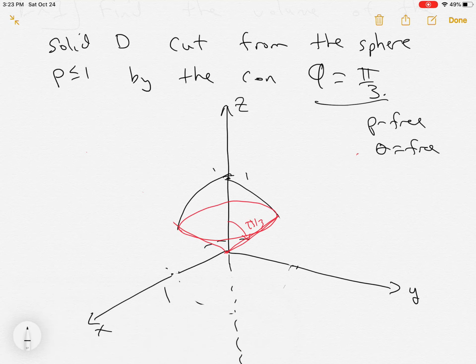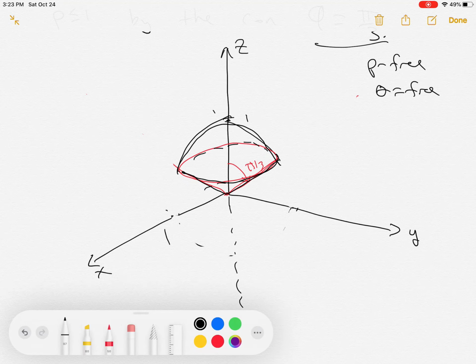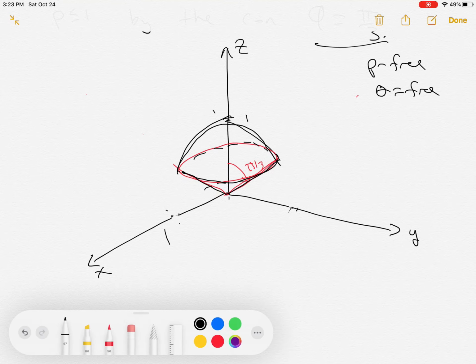And this is literally an ice cream cone. The bottom is a cone, and the top is a sphere, like that. Okay? All right. So let me get rid of this space here. Clean it up. How do we find these bounds?